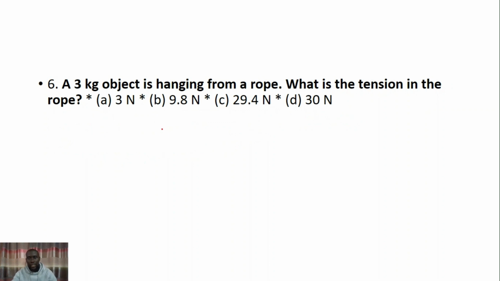A 3 kg object is hanging from a rope. What is the tension in the rope? They said a 3 kg body hanging on the rope. We know that the weight of this will be 3 times 10, which is 30, right? Good. And the weight here will be equal to the tension here. Okay. So the answer is 30.